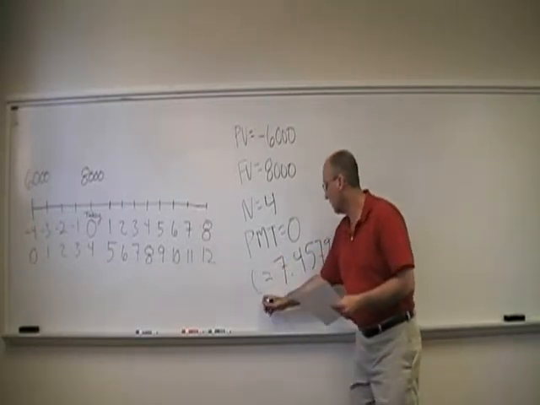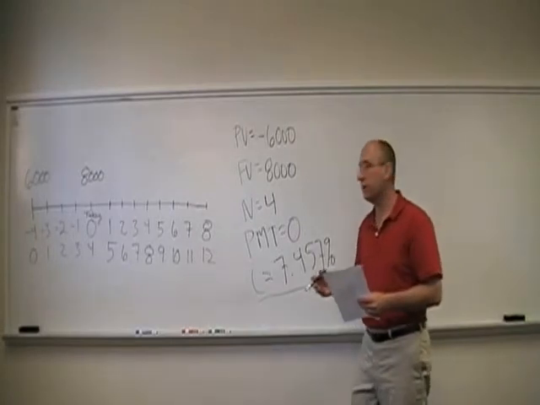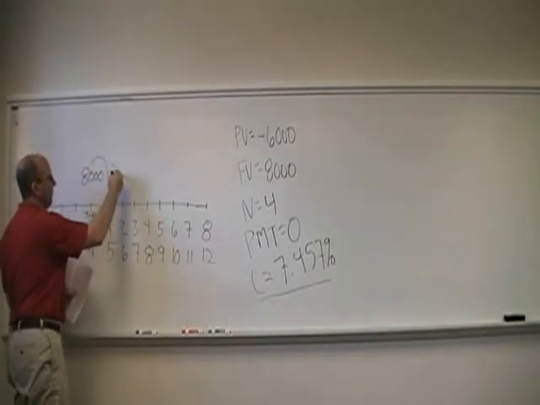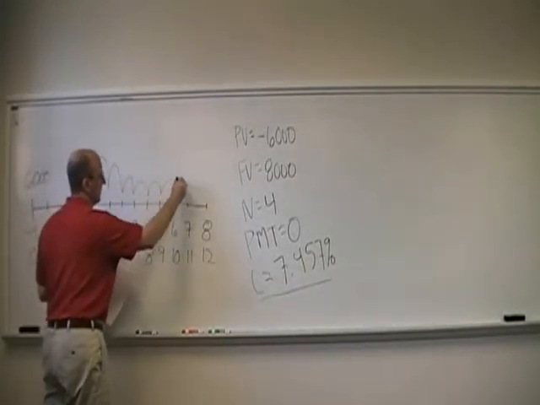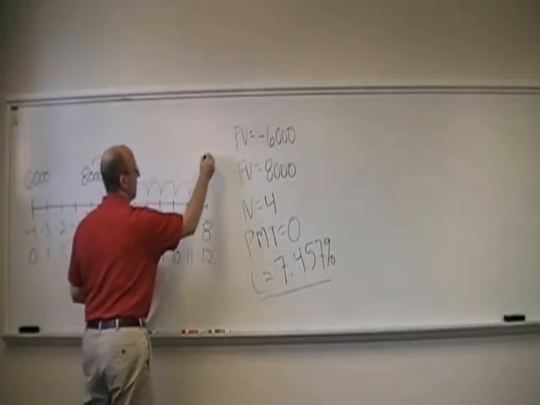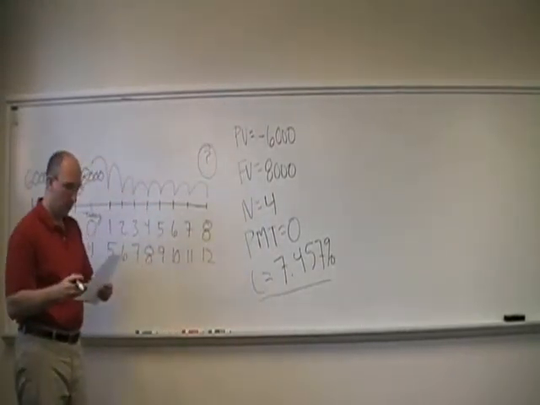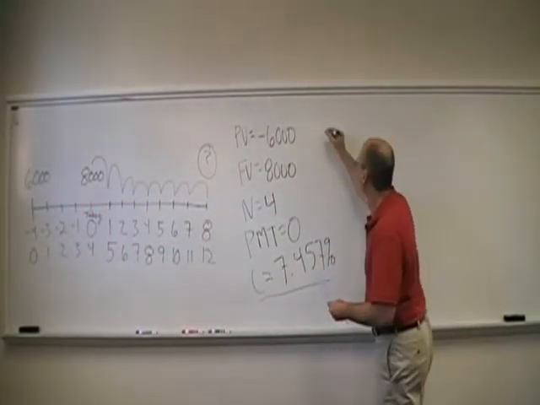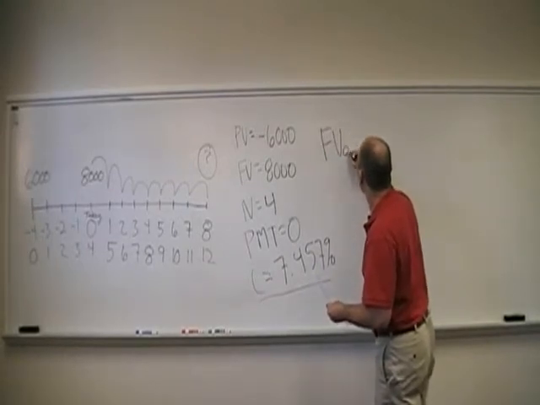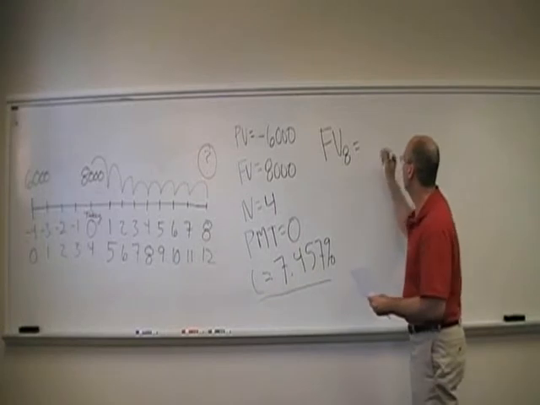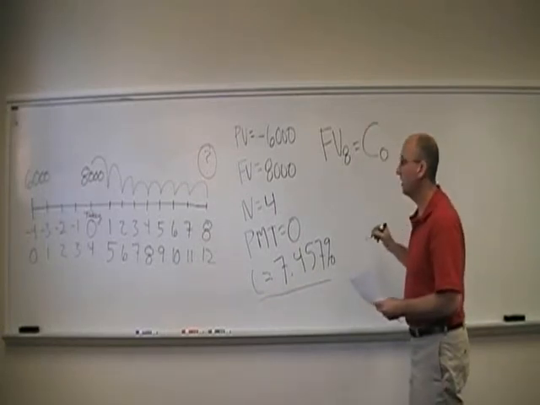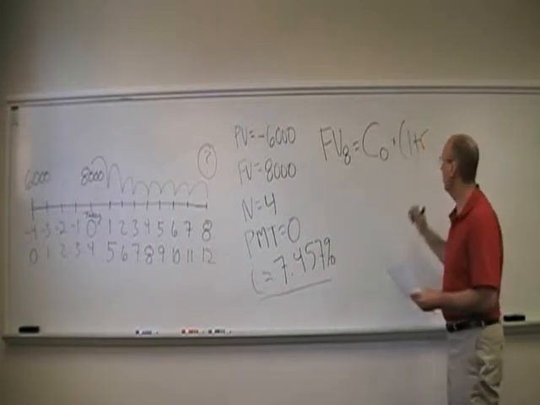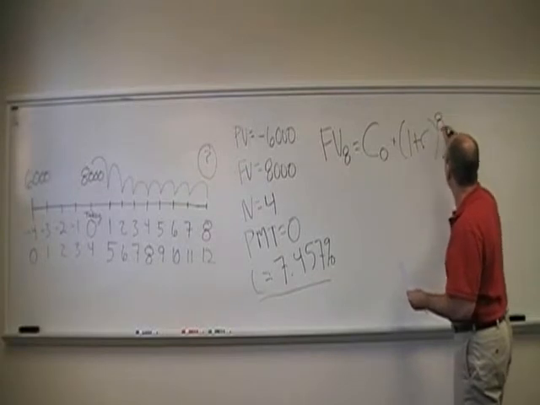So now, if this is how much Shani expects to earn per year, and he's got 8,000 today, and he earns 7.457% for 1, 2, 3, 4, 5, 6, 7, 8 years, how much will he have here? Well, that is just a straightforward future value problem. The future value in 8 years is simply equal to the value today times 1 plus the return to the power of 8.